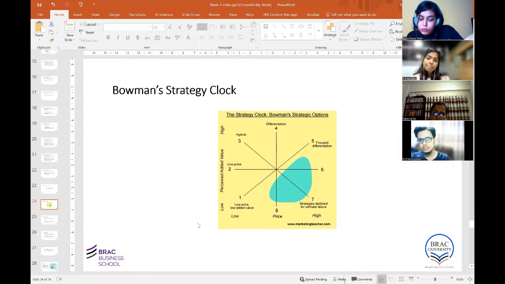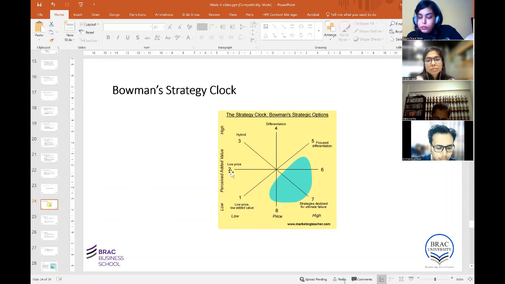So Bowman says that strategy could be divided into a clock. And according to his clock, as you can see, it starts from number 1. It's clockwise, but it starts from the left side. And he says that number 1 starts with low price, low added value. So that's one type of business.